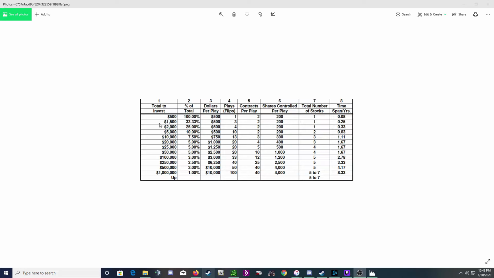We're going to be looking at the $1,500 total account value, which is 33.33% of your account per play for $500, which will let you do 3 plays of 2 contracts. I'm just going to skip down instead of taking so much time on this one. You can see $500 will be 25% of your account. As you can see, you're still investing the exact same amount, but the percentage of your account goes down. So at $5,000, if you take a 10% loss, it's only affecting your account by 1%. Whereas if you take a 10% loss up here, it'll affect your account by 10%.